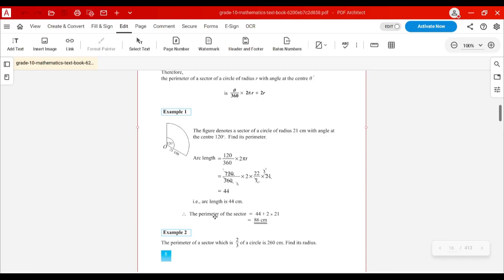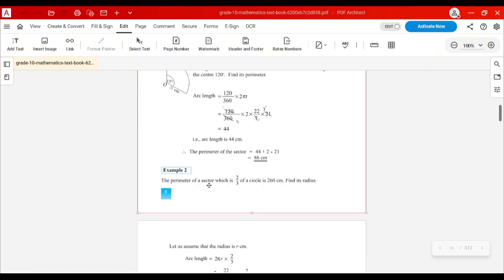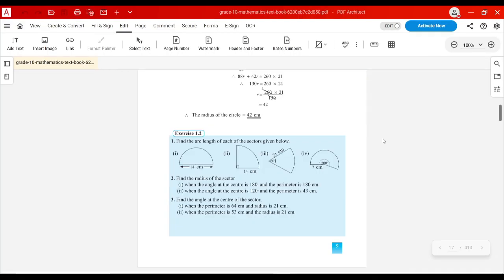So what about the perimeter? Since one radius is 21 centimeters, the other is also 21 centimeters. So 2 times 21, or 21 plus 21 plus 44, gives you the answer 86. So the perimeter of this sector is 86 centimeters. Right, so now we can do exercise 1.2.